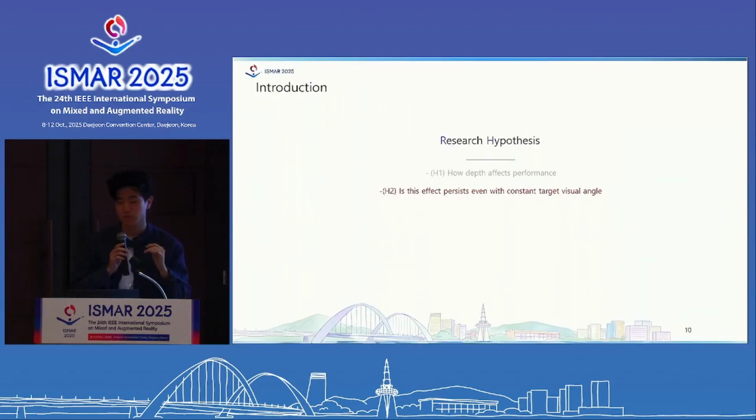So it was quite obvious that depth had an effect, but while our initial experiment helped us understand the general effect of depth, we recognized the need for more detailed investigations. Specifically, we wanted to isolate the effect of depth by controlling the target visual angle, so that the target would appear the same size regardless of distance. This allows us to examine how depth alone influences performance independent of perceived size.